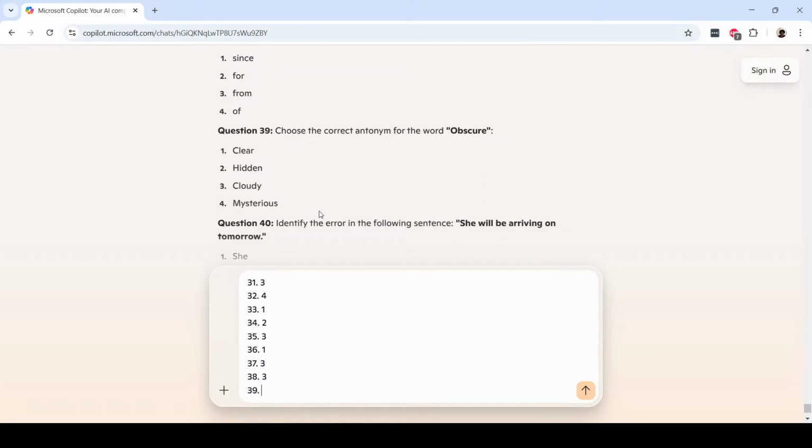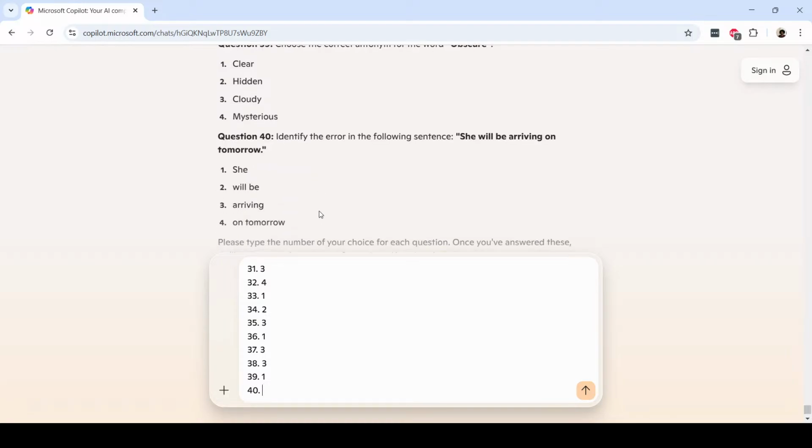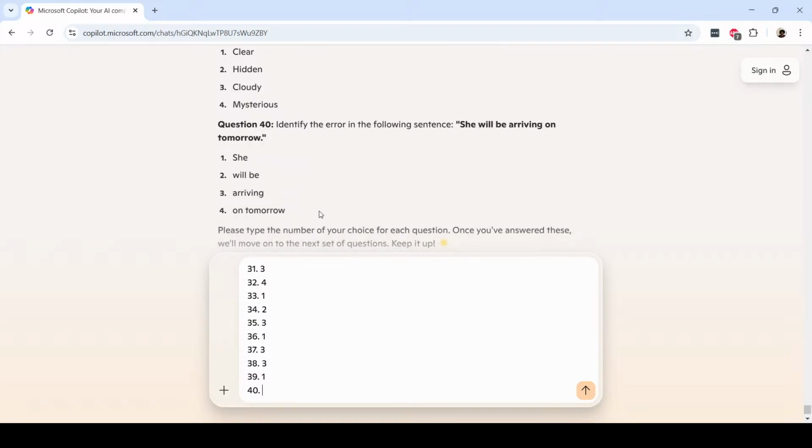Choose the correct antonym for the word obscure. Obscure is like gone or kind of. And here it is clear. Identify the error in the following sentence. She will be arriving on tomorrow. She will be arriving tomorrow. That's simple.